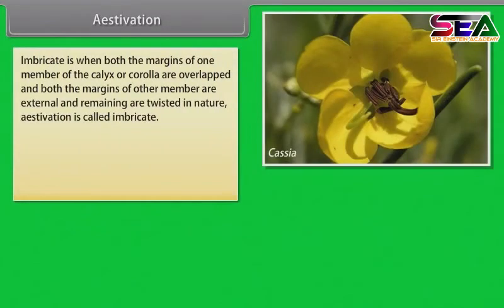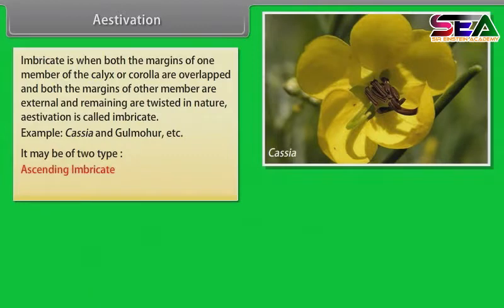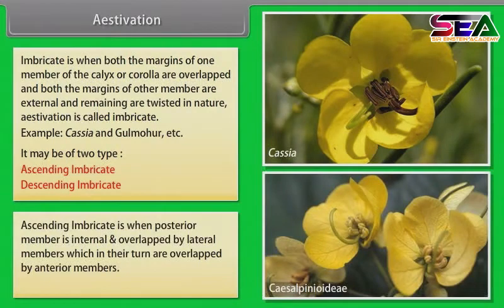Imbricate is when both the margins of one member of calyx or corolla are overlapped and both the margins of another member are external and remaining are twisted in nature. Aestivation is called imbricate. Example, cassia, gulmohar, etc. It may be of 2 types: ascending imbricate, descending imbricate. Ascending imbricate is when posterior member is internal and overlapped by lateral members, which in their turn are overlapped by anterior members. Example, sisal pinioide.